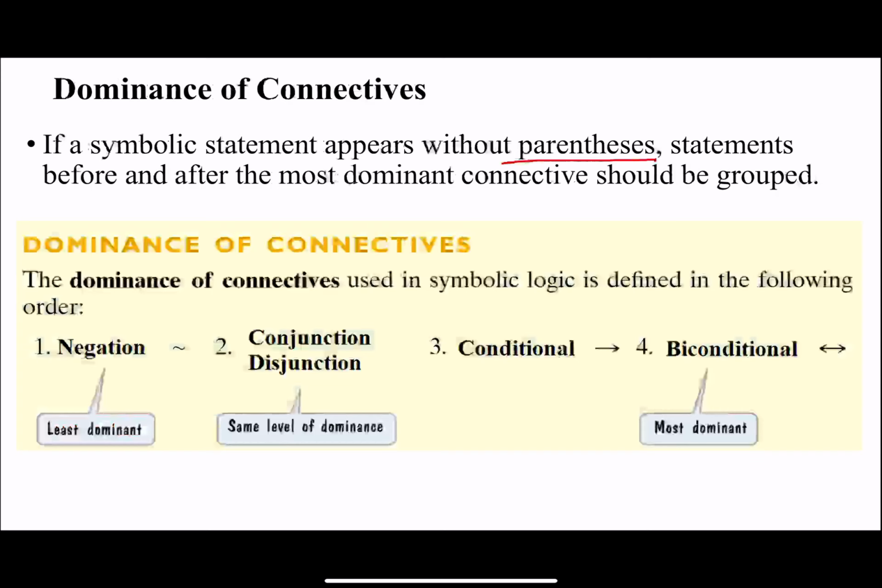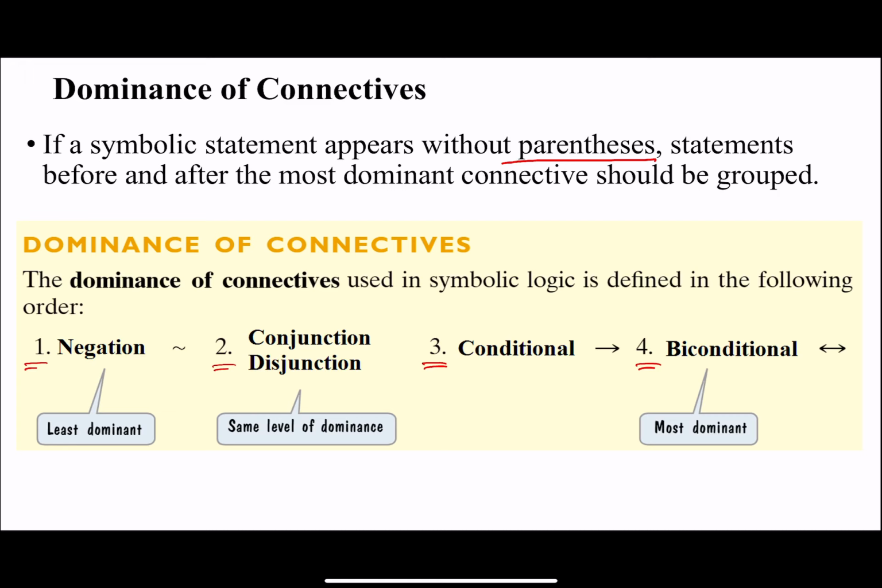So what is the most dominant connective? So here are the rankings. Okay, the most dominant connective is biconditional. That's the strongest one. After that, you have conditional. Then we have conjunction and disjunction, so we have actually and, or. They have the same strength. Okay. And then negation is the weakest one, the least dominant connective that we can have.